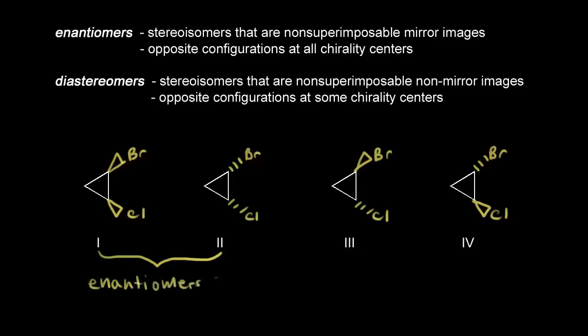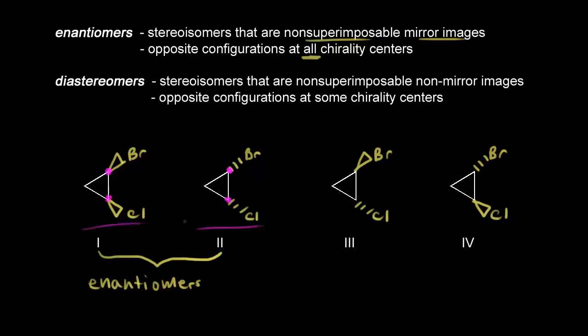They are non-superimposable mirror images, and they have opposite configurations at all chirality centers. And that's easy to see if you look at the drawings here. So at this carbon, we have bromine on a wedge. And if we change it to a dash, we see we have this one on the right. If we look at this chiral center, we have chlorine on a wedge, and here it's changed to a dash. So that's an opposite configuration at both chiral centers. And that's one way of knowing that this one on the right is the mirror image of the one on the left.